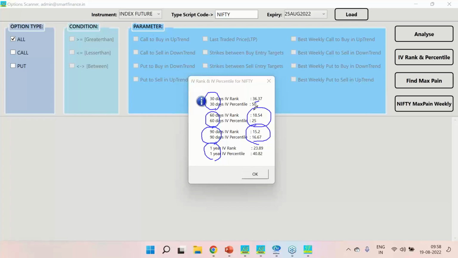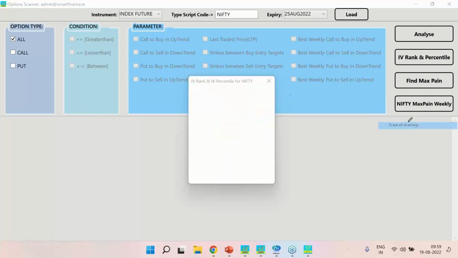So IV rank and IV percentile, once again I will tell you: once the contract opens, 3 months contracts will be live. August month, September month, October month. If you are forming an option strategy with the August expiry, use only the first one. If you are using only September strikes, use the second one. If you are using October strikes, this is your IV rank and IV percentile. 1 year we have given for some advanced studies. Those who go through that course will know how to use the 1 year IV rank and percentile.